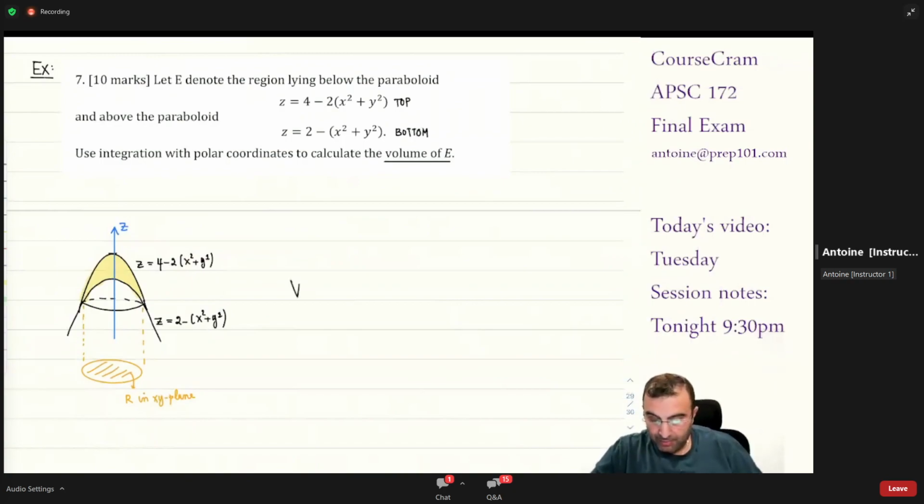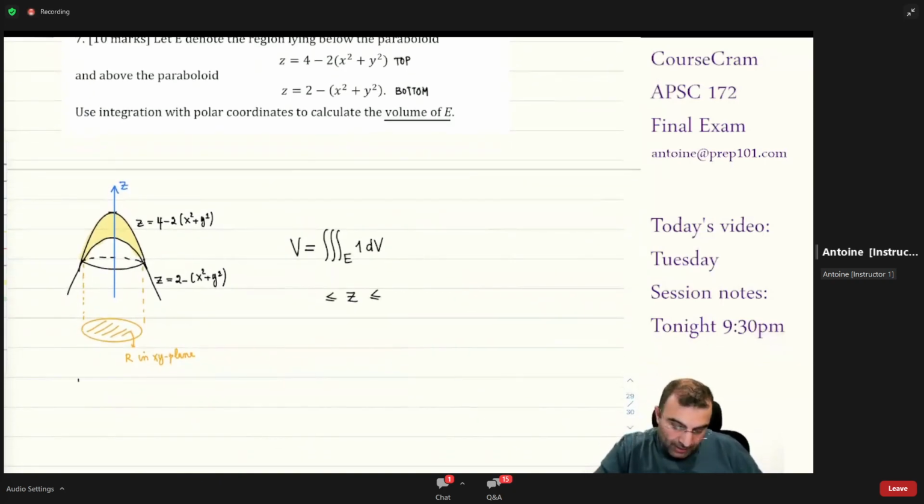The volume is equal to the triple integral over the region E of 1 dV. We know the range for Z. I'm going to let you write it. Then you need to find the region R in the xy plane, and then write bounds for R.